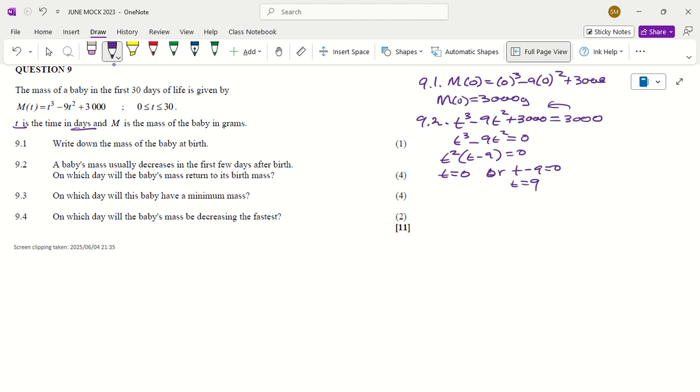So it means on the ninth day. Very simple. Then 9.3.